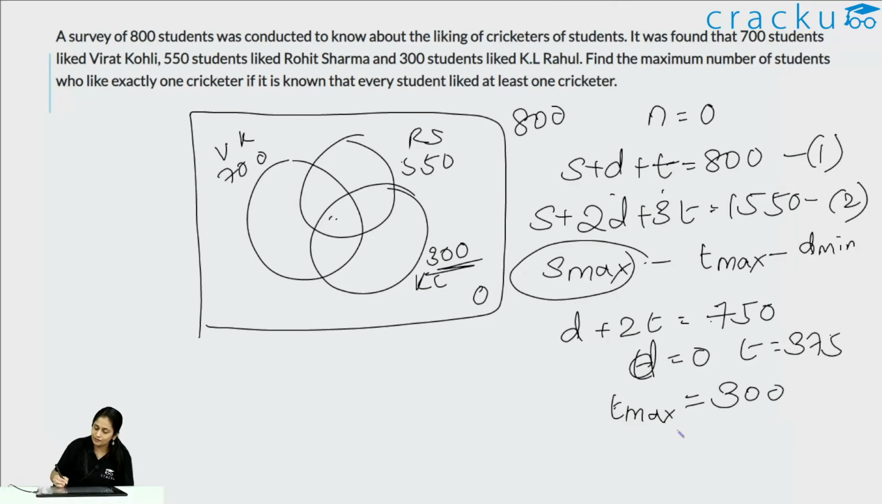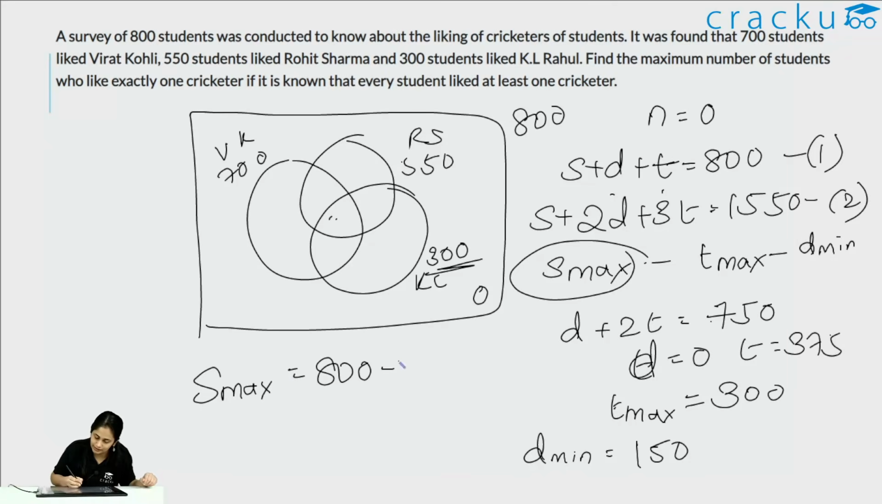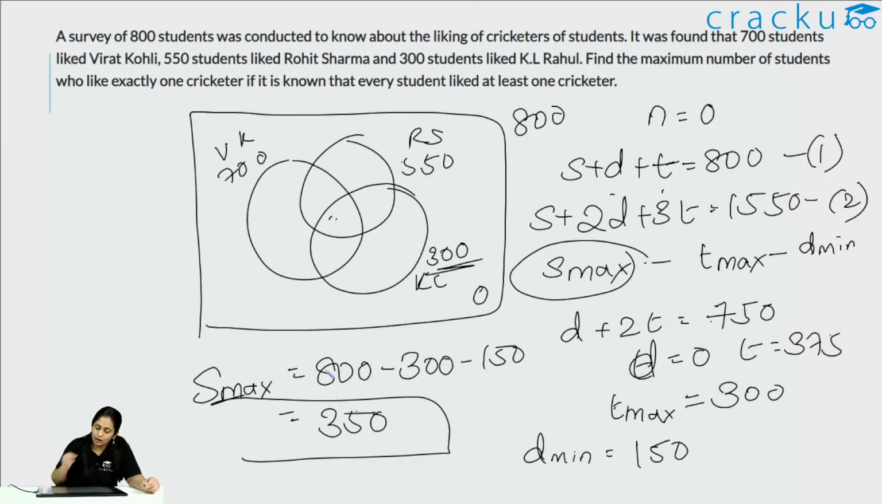Which means that if T max is 300, D min, the minimum value D can take, is when T is equal to maximum. So this is D plus 600 is equal to 750. So D min is 150. Now if D min is 150, T max is equal to 300. What is S max? S max plus D min plus T max is equal to 800. So this is equal to 800 minus 300 minus 150, which is 500 minus 150, so this is equal to 350. So what is the maximum number of students who like exactly one cricketer? It is 350. Always remember, S max occurs with T max, which occurs with D min.